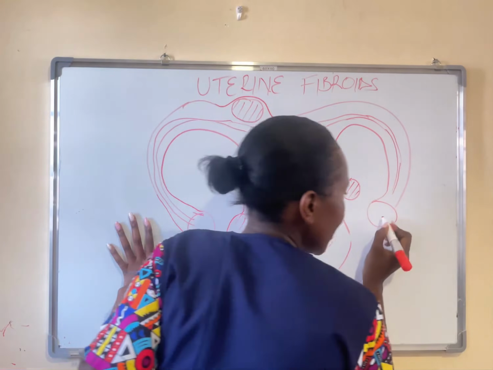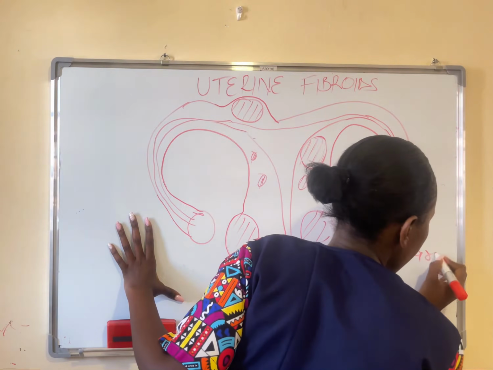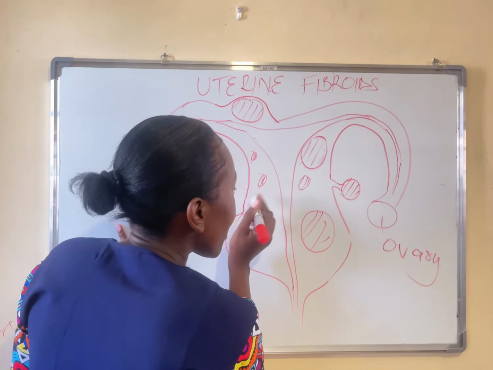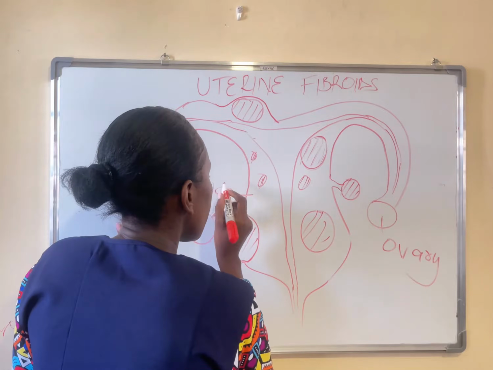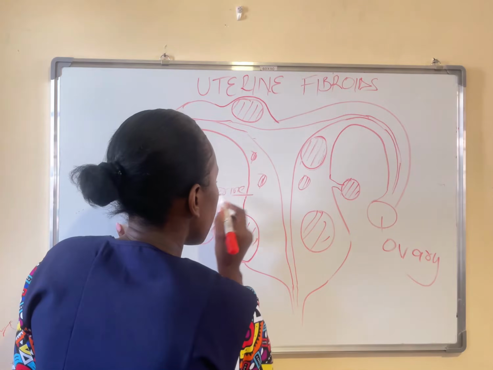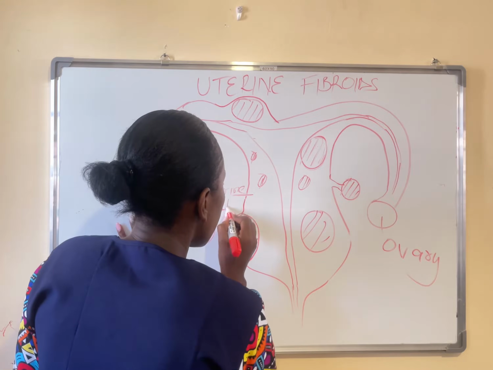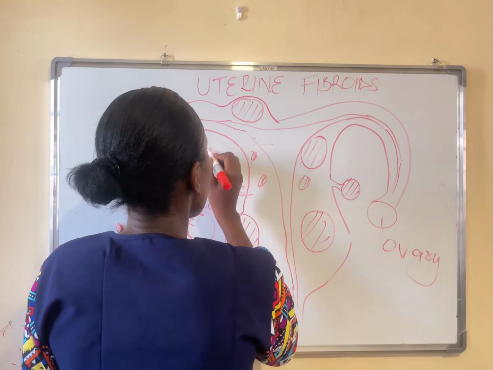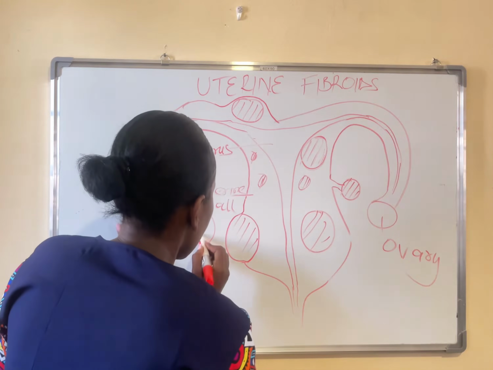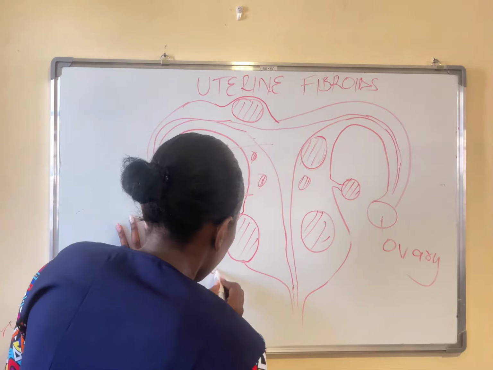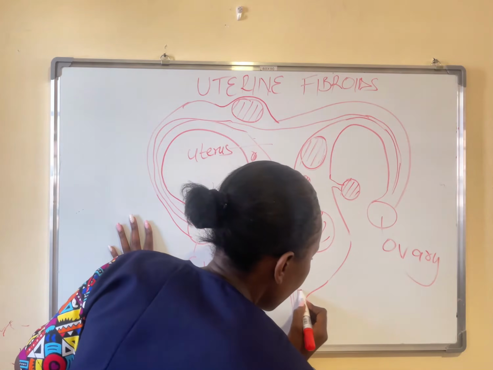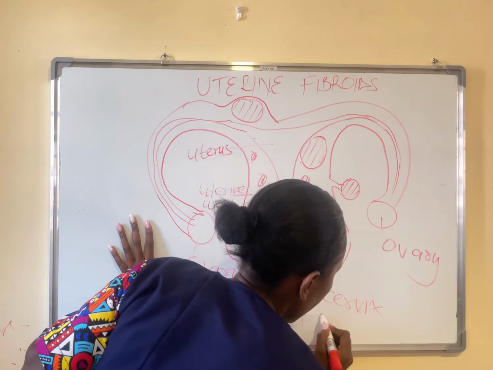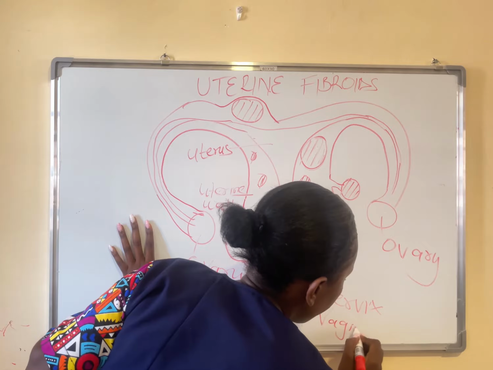So this is the ovary, this is the uterus, and this is the uterine wall. And this here is the uterus. This is the ovary. This here is the cervix. Here we have the vagina.